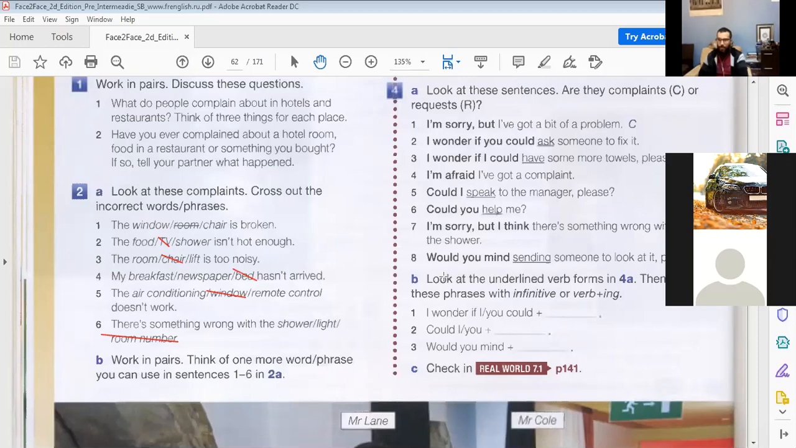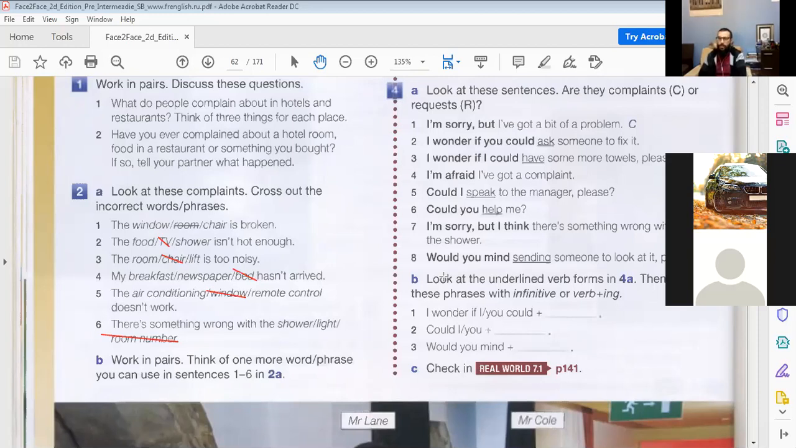And this is a problem if it's a cold country and it's in the winter. So if the heating doesn't work, this is a big problem. The light doesn't work. The lights don't work, or the light doesn't work. My room card doesn't work. This is also annoying. All right, the last one, number six.